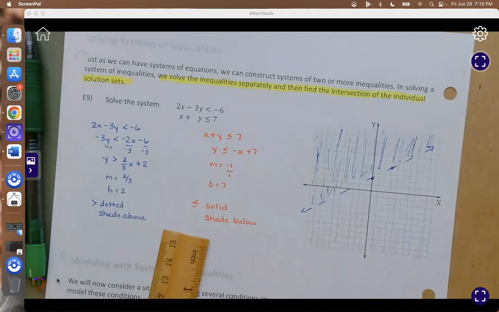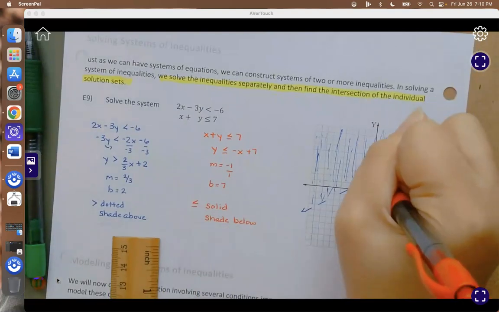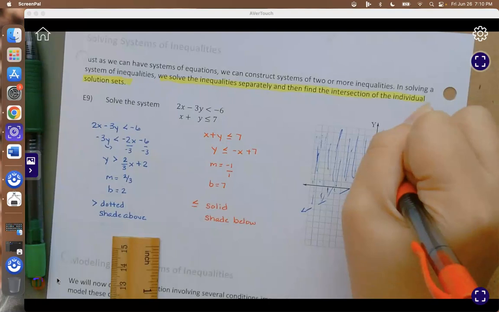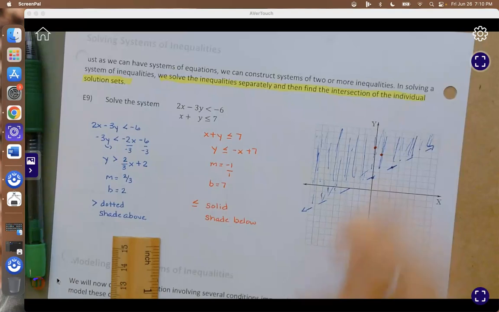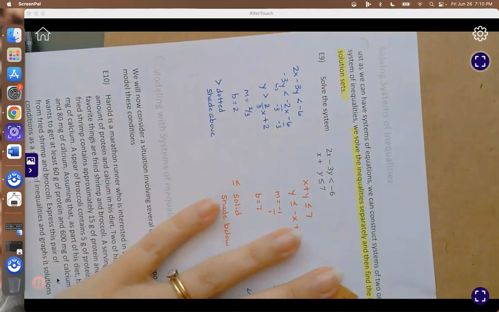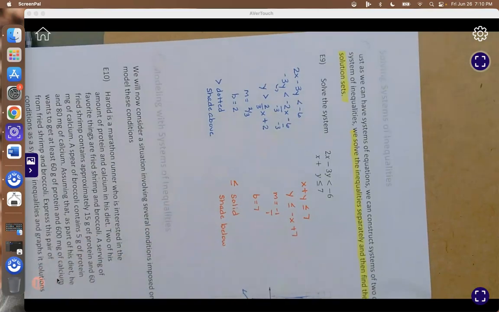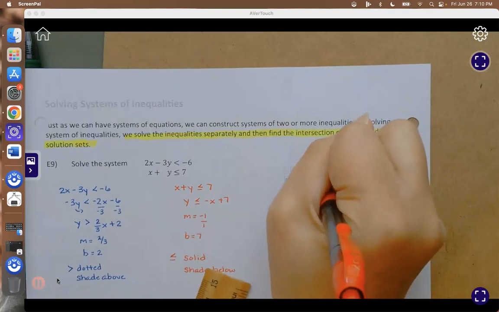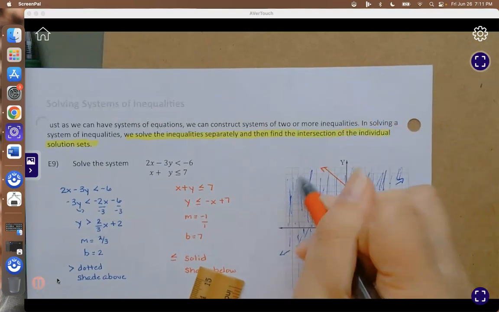Okay, so we're going to go to 7. 1, 2, 3, 4, 5, 6, 7. And it says -1, so go down 1, right 1. And this is going to be a solid line. When you try to draw your lines, try to make it go to the end of each of your graphs so you can shade appropriately. And this one says shade below.